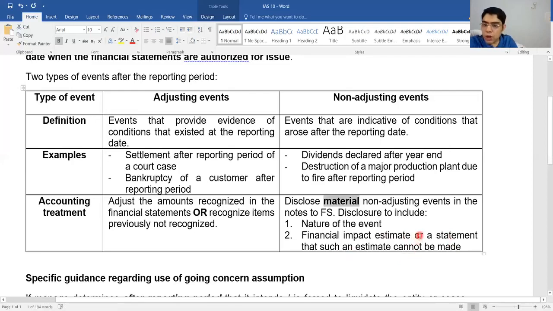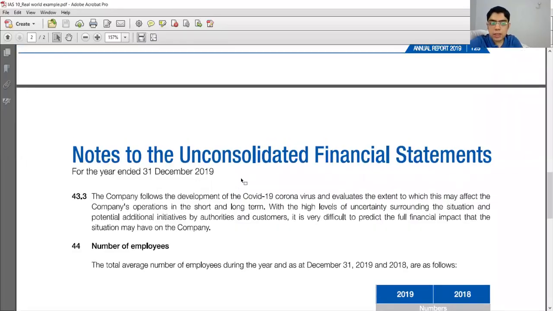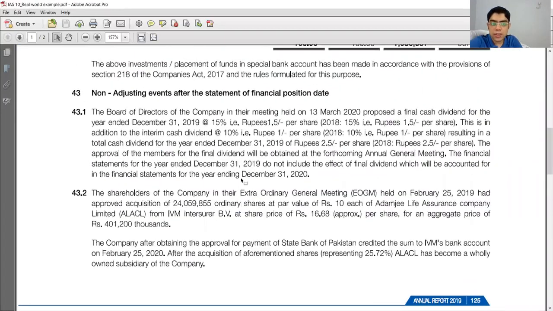So either you have to give the financial impact, or you have to say that the financial impact cannot be ascertained or is not determinable for the time being. I would again take you to a real world example to illustrate these non-adjusting events.